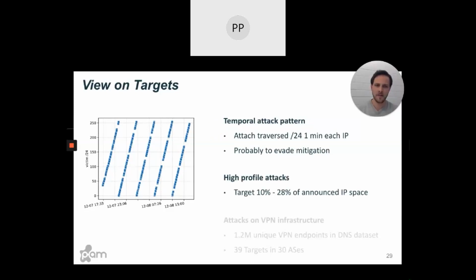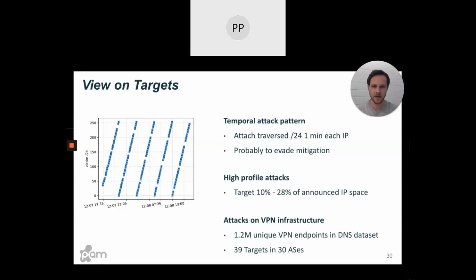We also noticed some high-profile attacks, and for these, we checked how much of the announced IP space of networks is actually attacked. And we found rates between 10 to 28% of the IPs inside an announced network were attacked. And it seemed that these are more high-profile attacks because these targets were, for example, banks, insurance providers, and cloud providers.